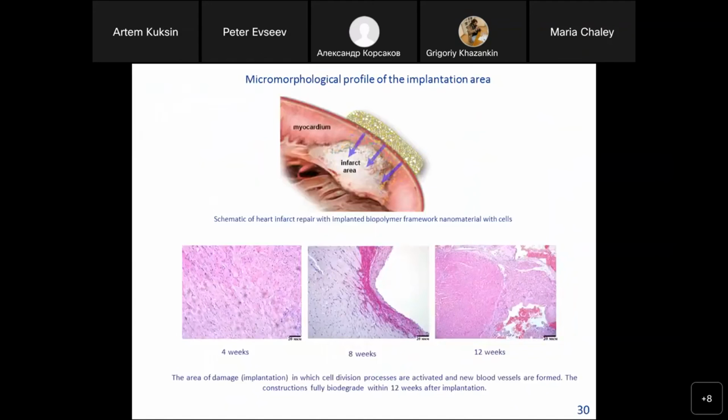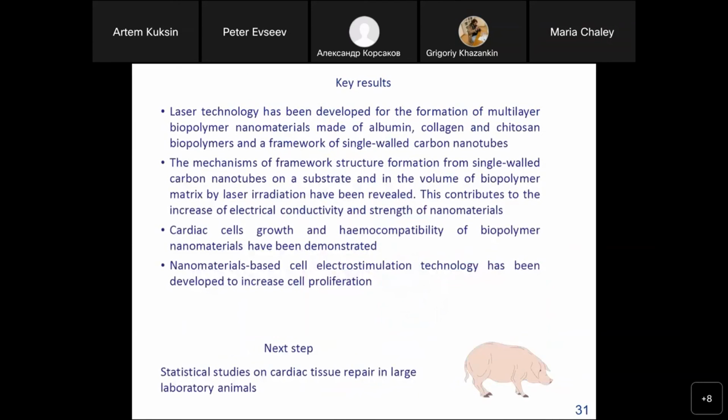We implanted biopolymer materials into the infarction area of laboratory animals, and deviations were observed in the blood analysis and the cardiogram. But after 3 to 4 months, these deviations decreased. So as a result, using histological and immunohistochemical studies, we determined that the biopolymer nanomaterial was bioresorbed after 3-4 months, and during this time, myocardial recovery was about 70%.